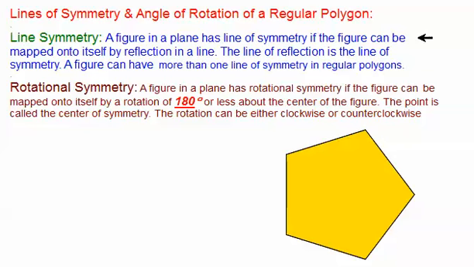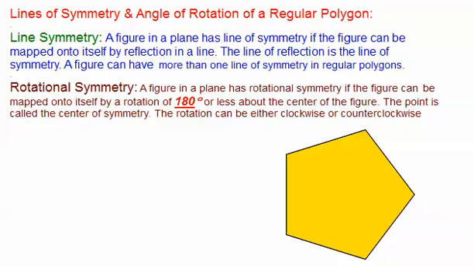Now, we will discuss what a line of symmetry is. A figure in a plane has a line of symmetry if the figure can be mapped onto itself by reflection in a line. The line of reflection is the line of symmetry. A figure can have more than one line of symmetry in regular polygons. So we are going to discuss the line of symmetry.